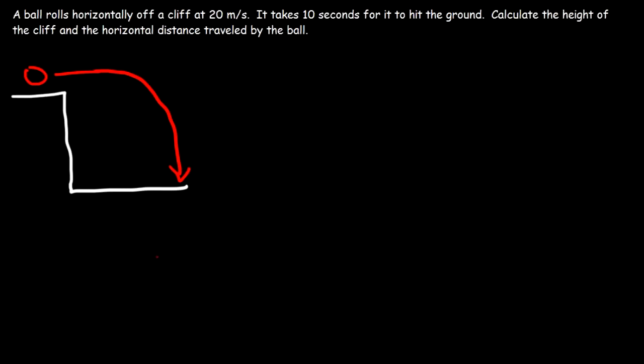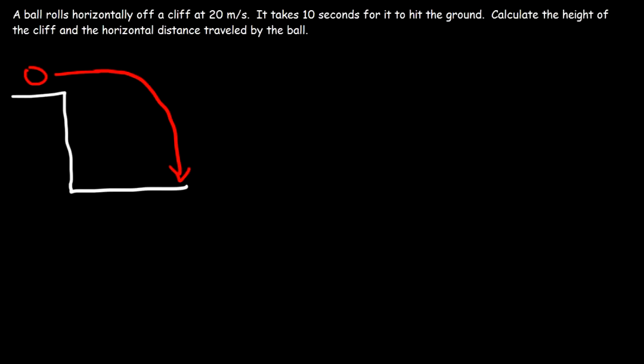A ball rolls horizontally off a cliff at 20 meters per second. It takes 10 seconds for it to hit the ground. Calculate the height of the cliff and the horizontal distance traveled by the ball. Now the first thing we need to decide is which of the three common trajectories we have. So the ball starts off on a cliff and it rolls horizontally, so it's going to the right, and eventually it's going to fall down. So this is the type of trajectory that we have in this problem.